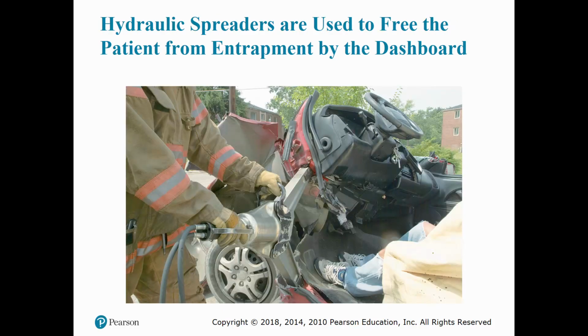If needed, you'll then use spreaders to free the patient from the dashboard. By jacking the dash or performing a dash roll, this is important when a patient is trapped by the dashboard. A relief cut should be made where the rocker panel meets the bottom of the A post. Hydraulic spreaders can then be used to push the dash off the patient. Some spreaders can have a spreading force of more than 37,000 pounds and can spread up to 40 inches in length.